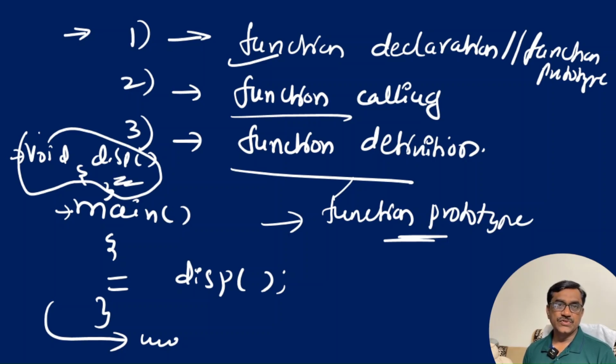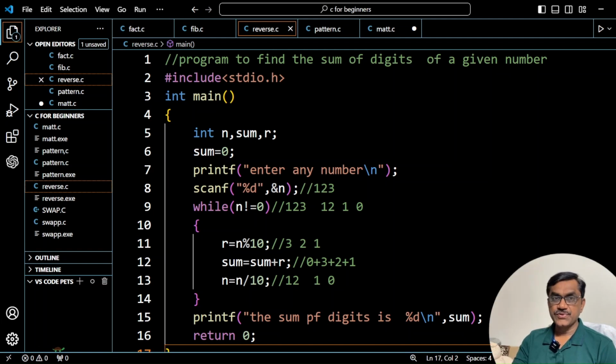So let us go to Visual Studio Code to implement the C programs using functions. Now we will see the programs using Visual Studio Code. First, we are going to implement the program for the first type. After that, the second one, third one, and fourth one. So first, let us implement the program of the first kind.